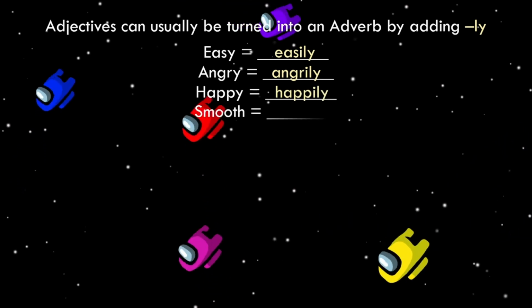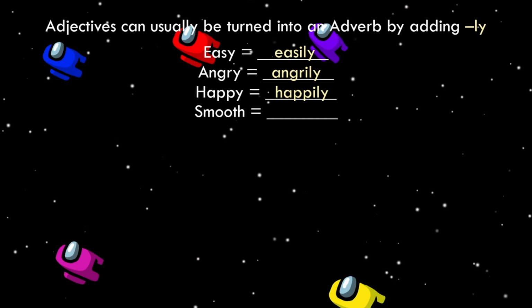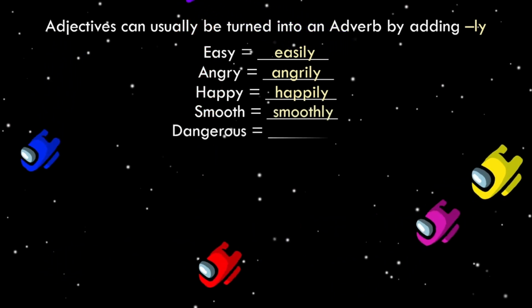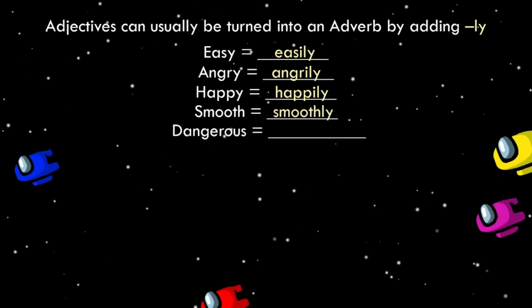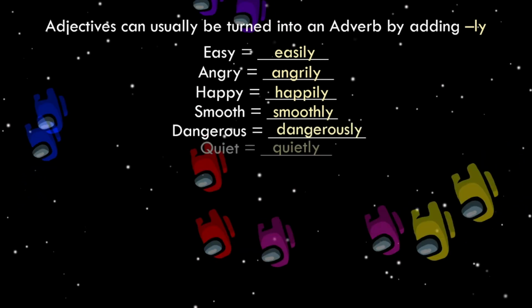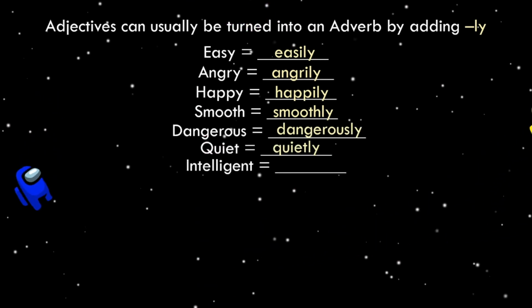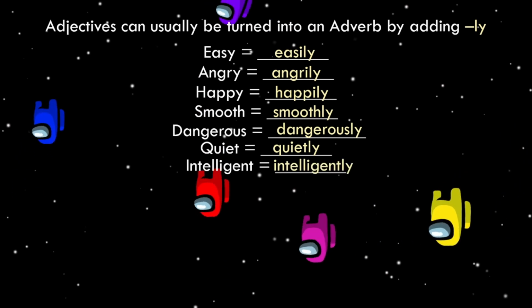Number 4. Smooth. What do you think is the correct answer for that? Awesome! The correct answer for that is smoothly. Dangerous. What do you think is the correct answer? That is correct. The correct answer for that is dangerously. Intelligent. Awesome! That is correct. Intelligently is the correct answer for that.